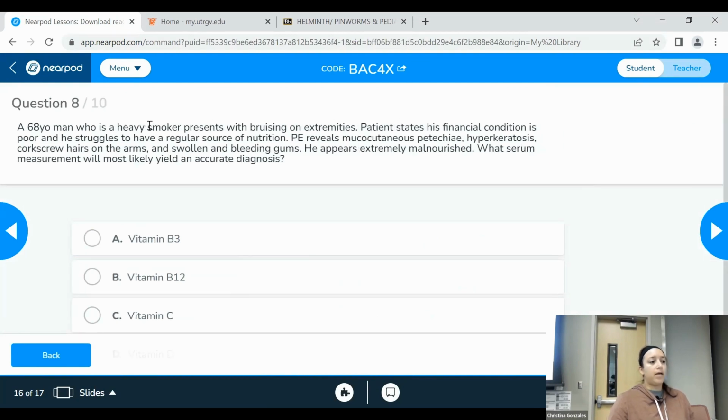I'm sorry, I'm reading fast. Heavy smoker. Okay, so this is an older man. He struggles to get adequate nutrition. He has petechiae, hyperkeratosis, swollen, bleeding gums, and he's malnourished. What did y'all think about this one?